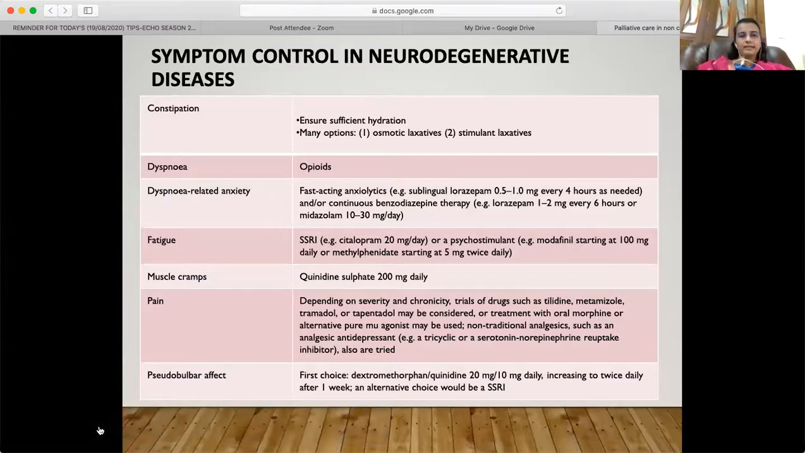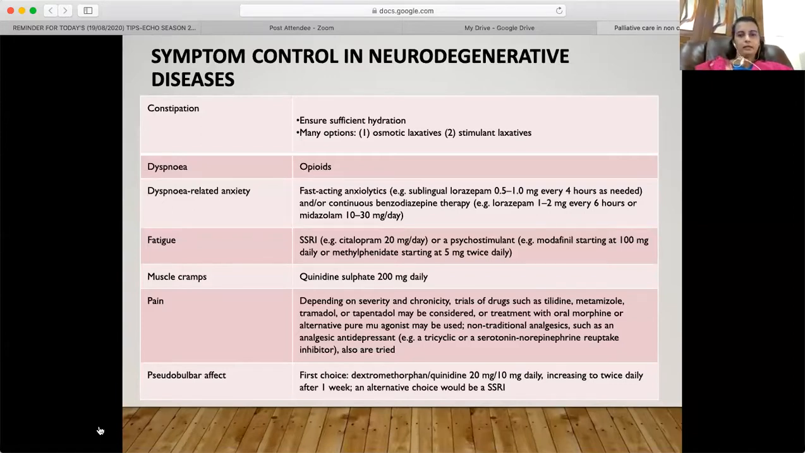So, some few words about some medications which can be tried to symptom manage common symptoms in neurodegenerative disorders. It's nothing different to what you've learned before. Common symptoms I mentioned: constipation, dyspnea, the anxiety related to that, fatigue, muscle cramps. All the medications you have learned for symptom management in palliative care can be tried here. You can try opioids for dyspnea, different types of laxatives, and benzodiazepines for dyspnea-related anxiety. For muscle cramps, quinine sulfate is very good, 200 mg per day.